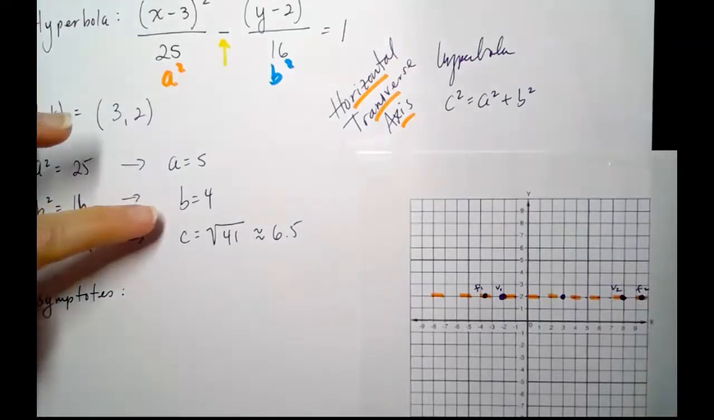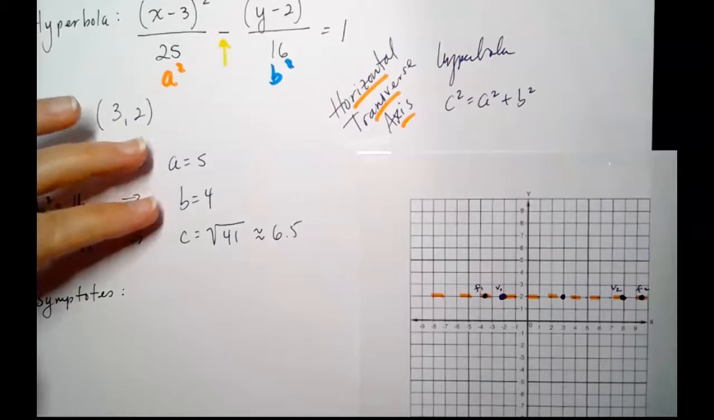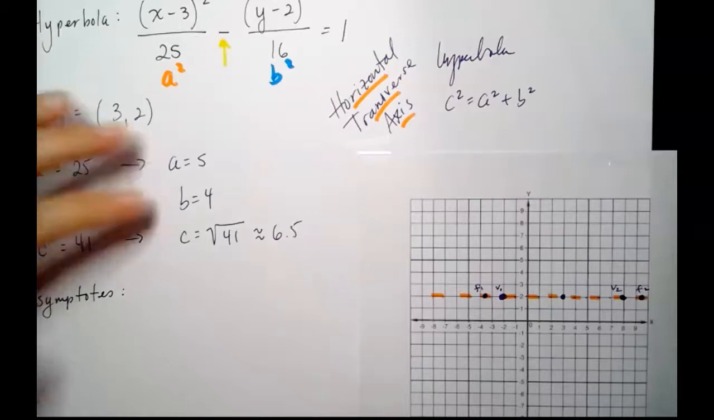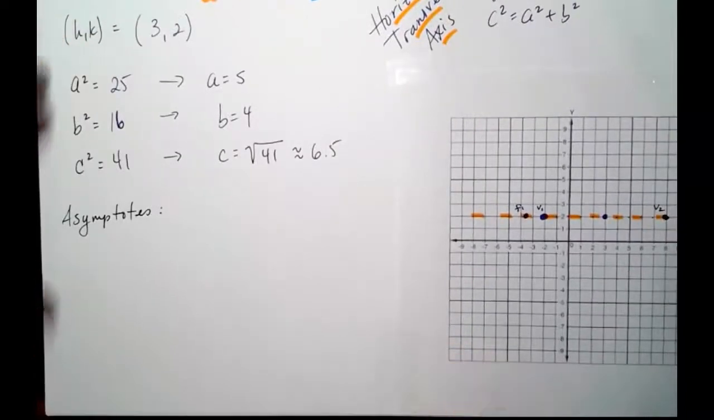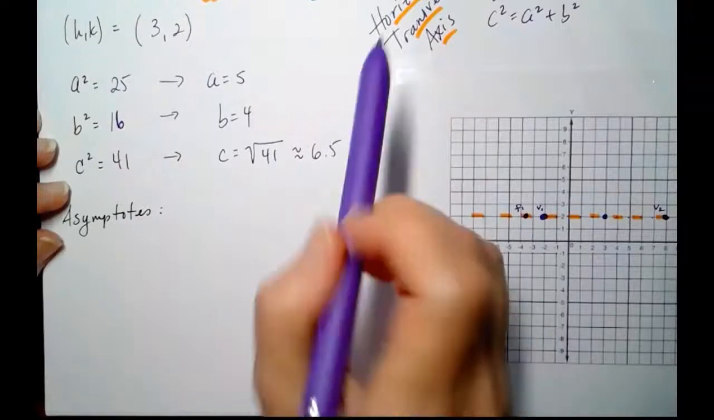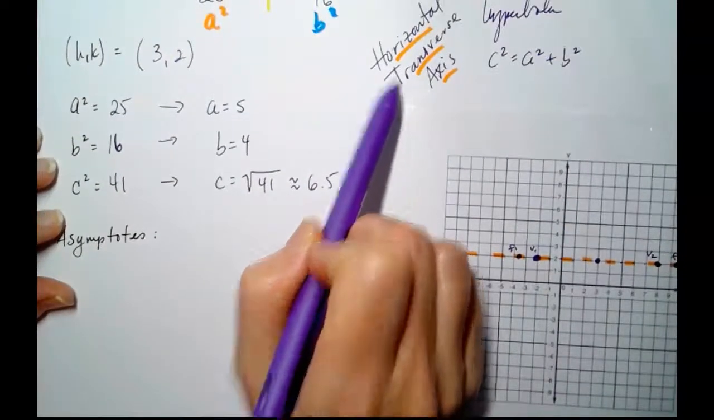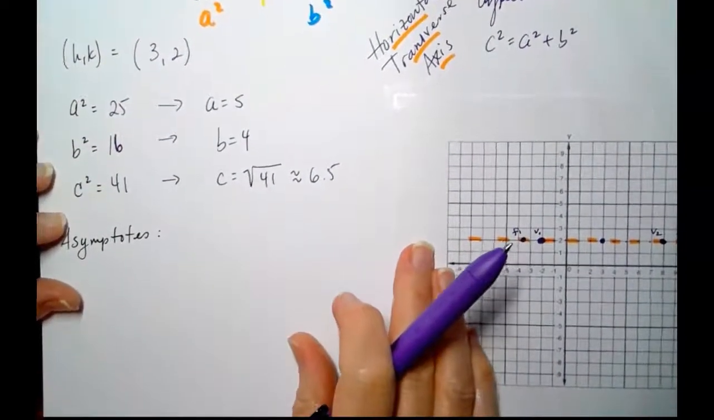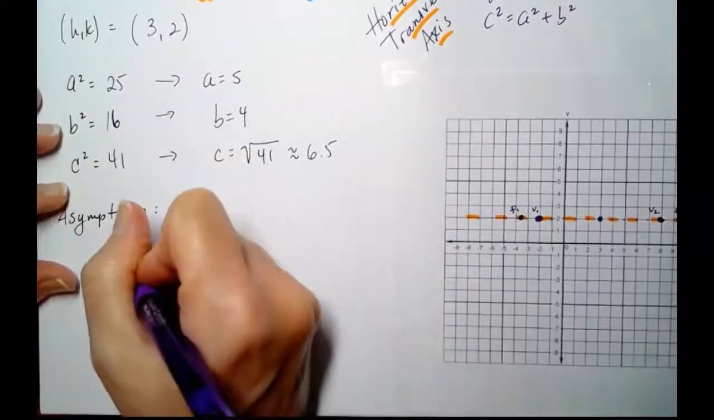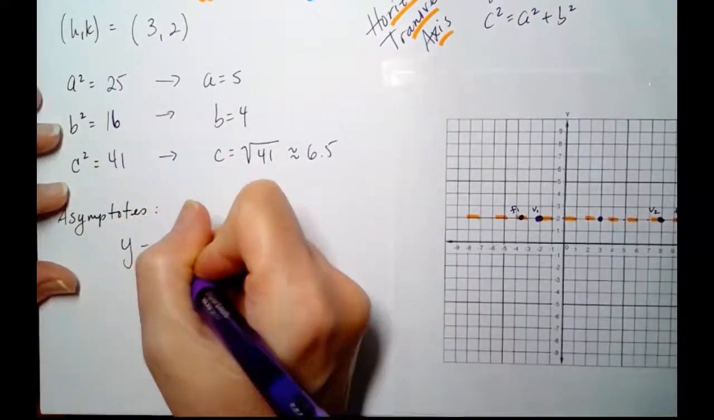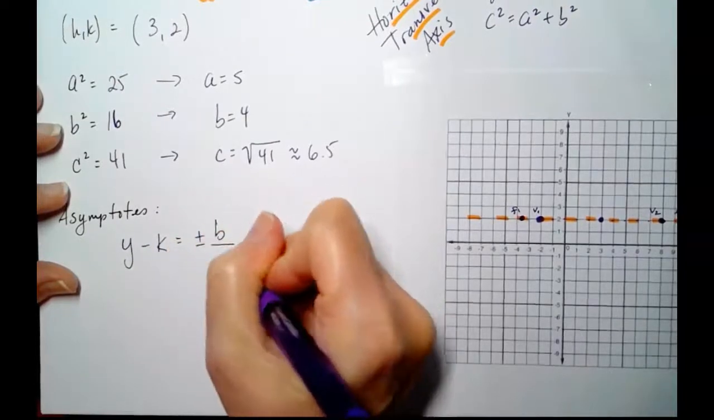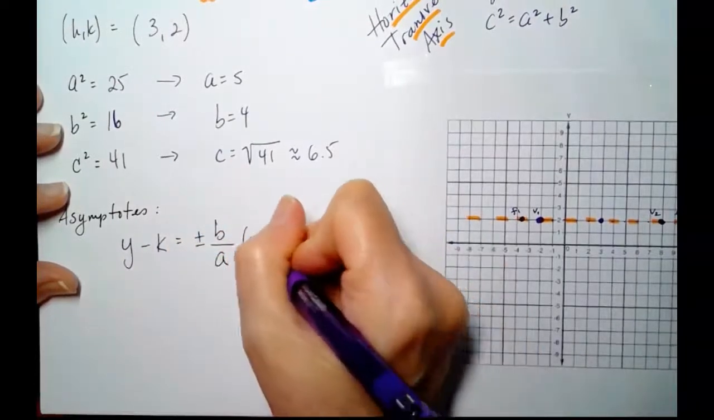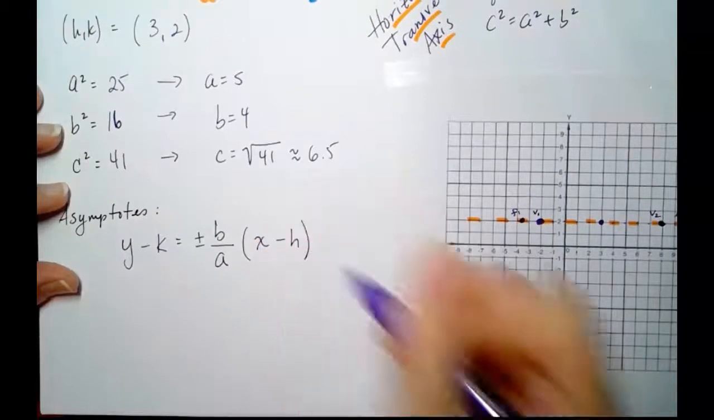Now let's use that B value. Actually, we're going to use the A value and the B value in order to find the asymptotes. So here's something to definitely write down if you do not have it yet. If we have a horizontal transverse axis, our equation for our asymptotes is going to be y minus k equals plus or minus b over a times x minus h.